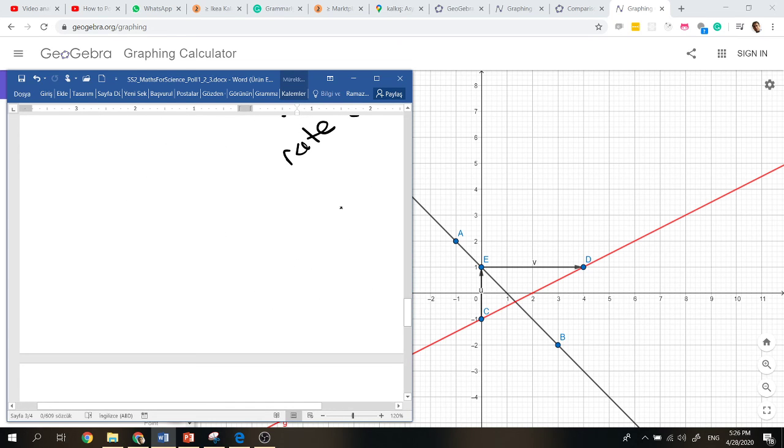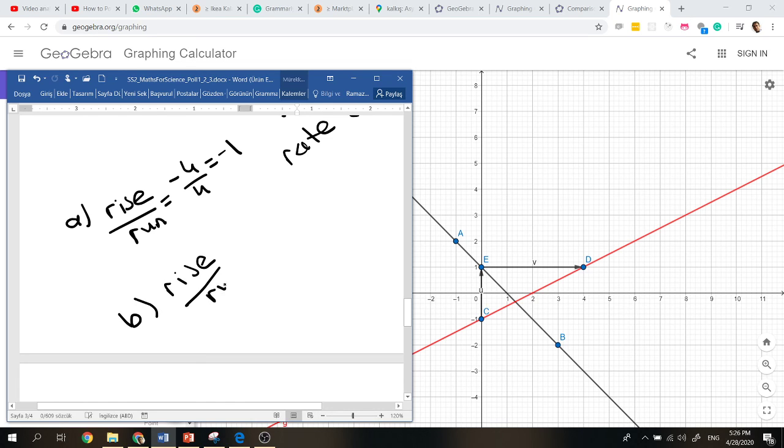Let's look at the first question A and second question A. The first, rise over run, was -4 over 4, which is -1. The second one is again rise over run, 2 over 4, which is 1 over 2. I hope you are getting what I mean. Always check the change in x and change in y. How much you move on x, how much you move on y. That's important, and you need to be careful about the direction.